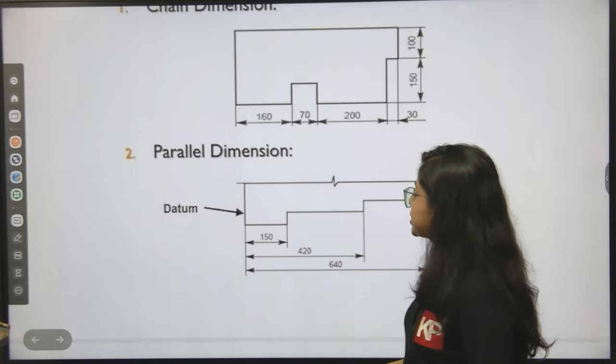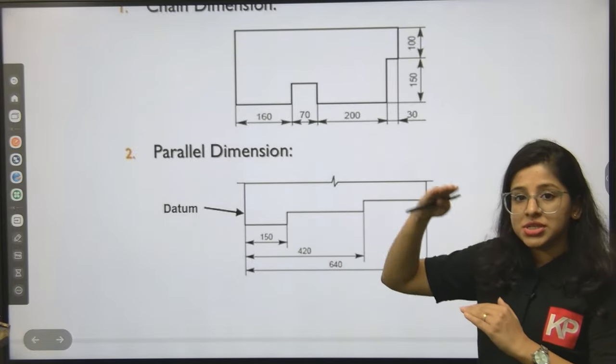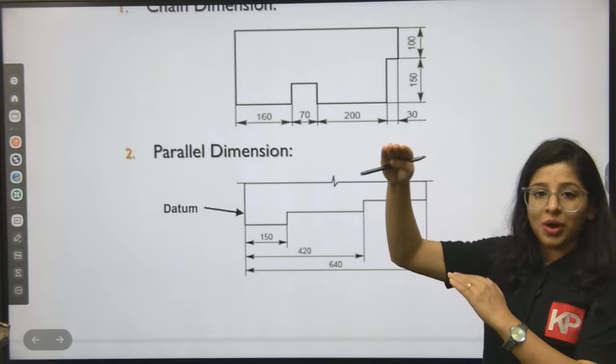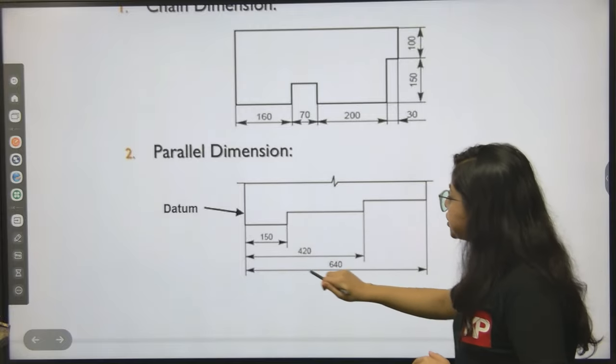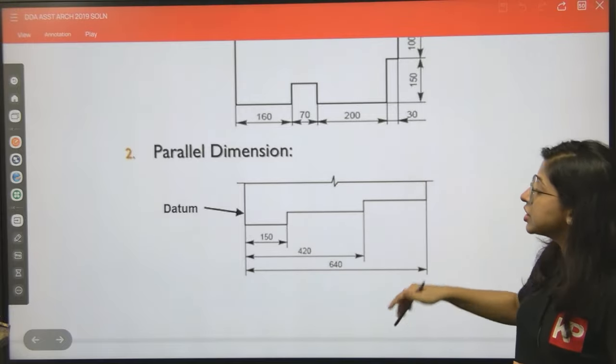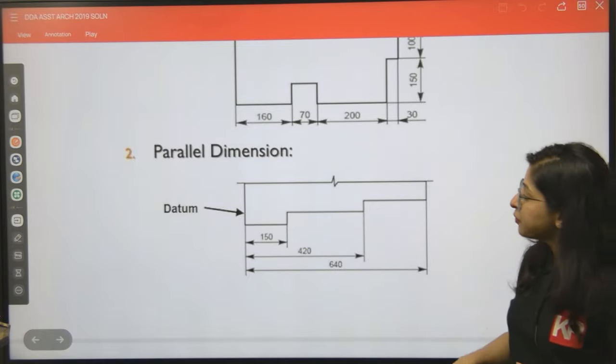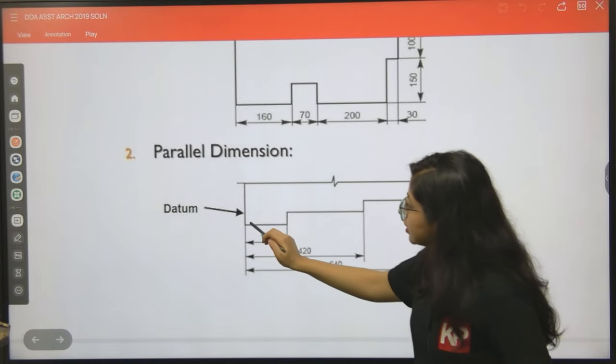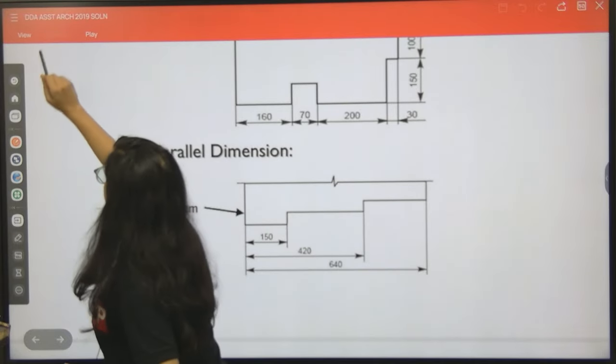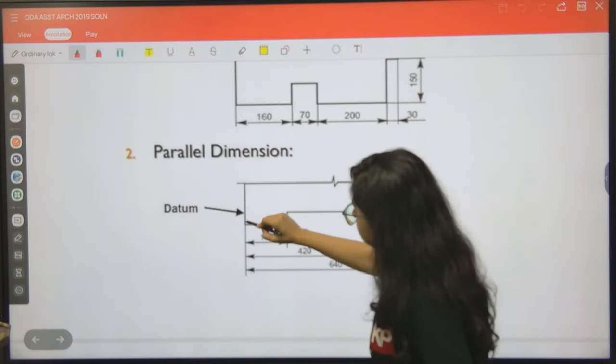Parallel dimensioning, what is happening? There is one dimension and then parallel to it, you have another dimension, and again parallel to it, you have another dimension. So they are one below each other. Okay? Now here, you see, there is a common baseline which is taken. If you look at this particular point, you will notice that there is a common baseline.